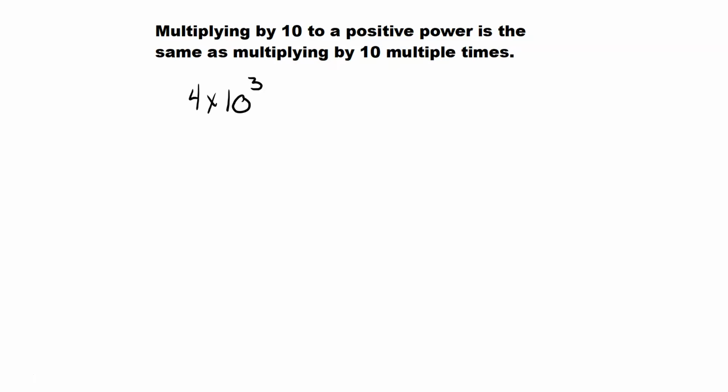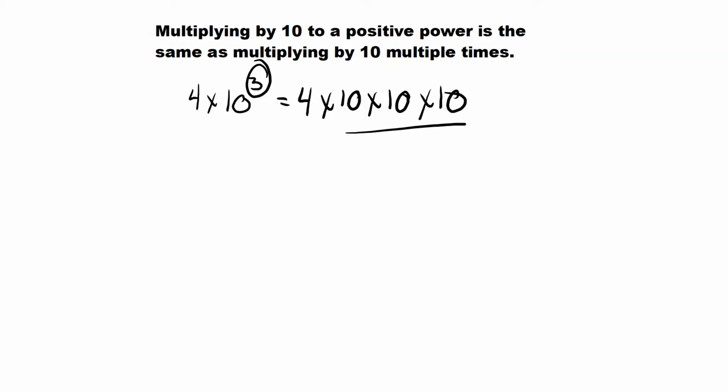Multiplying a number by 10 that's raised to a positive power is the same as multiplying by 10 multiple times. So in this example, 4 times 10 to the third is equal to 4 times 10 times 10 times 10. The 3 is telling us that we're going to multiply it by 10 three times, which of course is the same as saying 4 times 1,000, because 10 to the third is 1,000, or 10 times 10 times 10 is 1,000. So the answer then is 4,000.